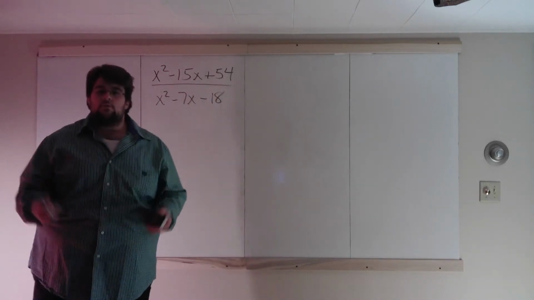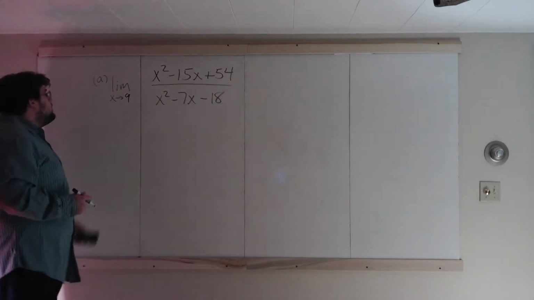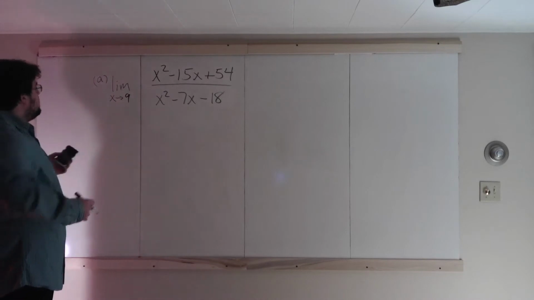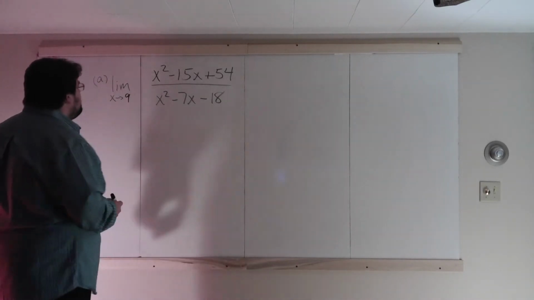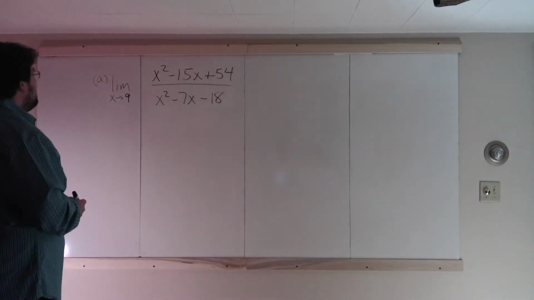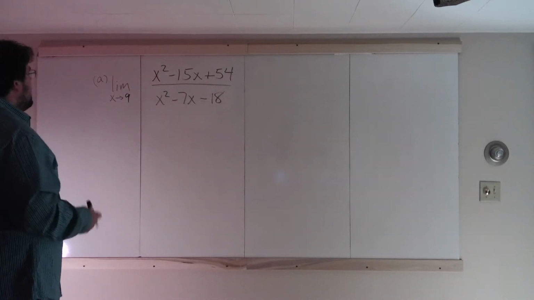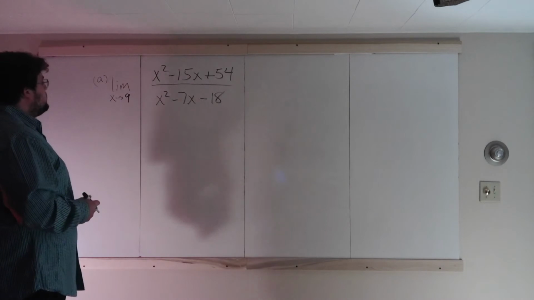Let's go over solutions to the exam 1 review. So number 1 has a few limits. First one, limit as x approaches 9 of x squared minus 15x plus 54 over x squared minus 7x minus 18. You try substituting 9, what do you get?